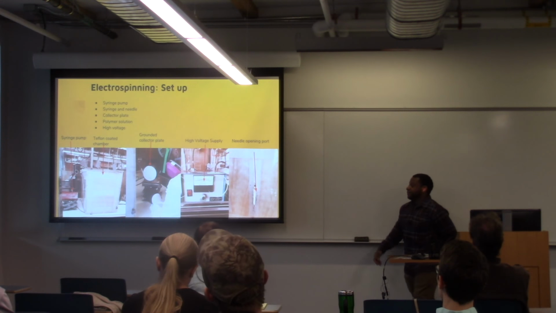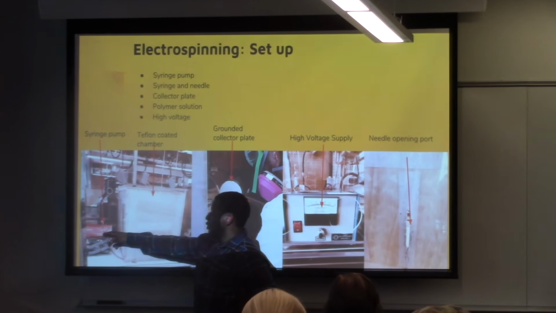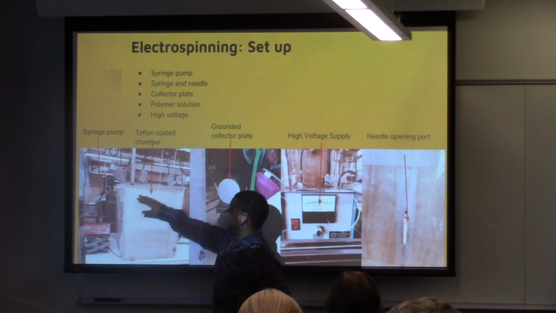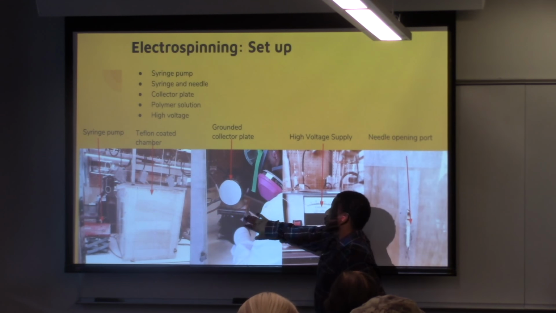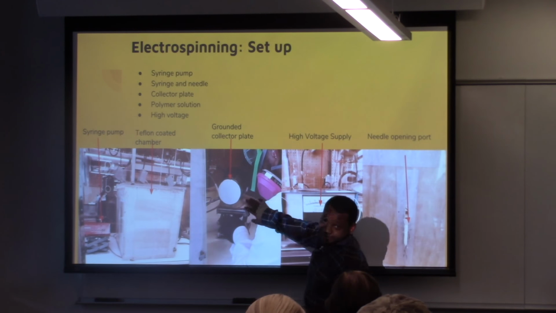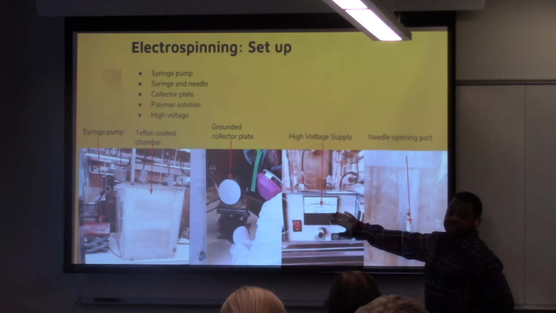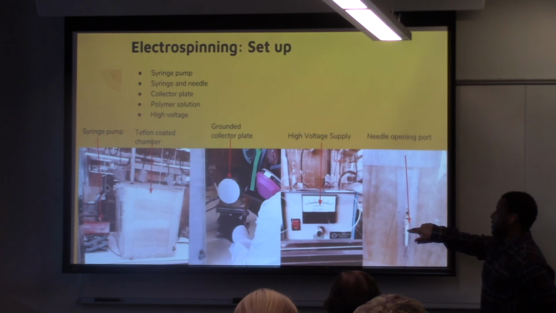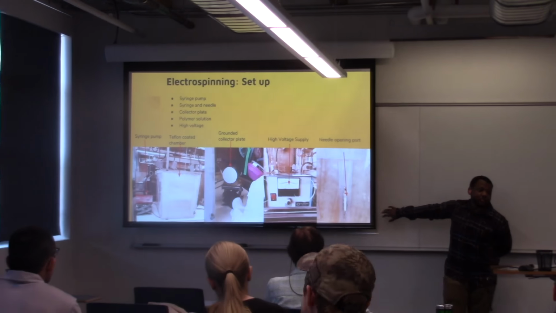And so this is the setup. Right here we have the syringe pump. We load the syringe into this pump, and it goes into this properly coated chamber. And all the polymers land on the collector plate. We connect the high voltage to the needle in order to pull the fibers out of the needle, and they go through this opening in the Teflon chamber.